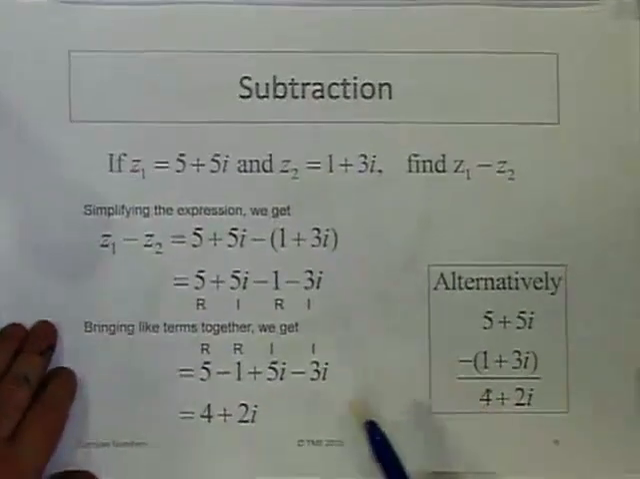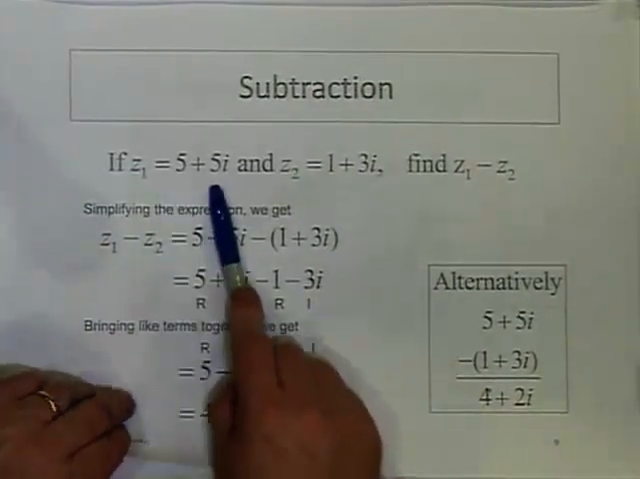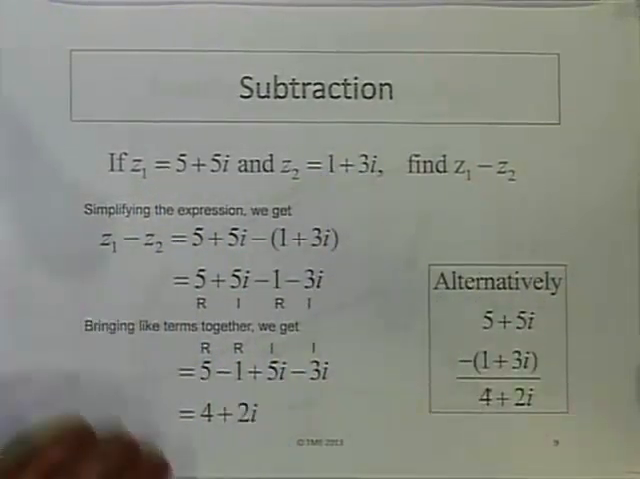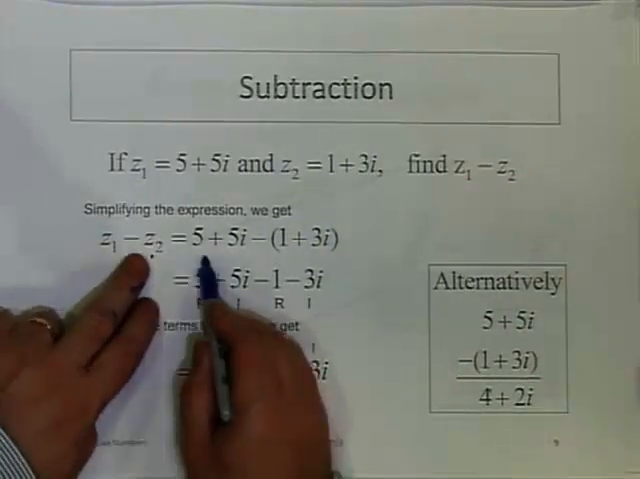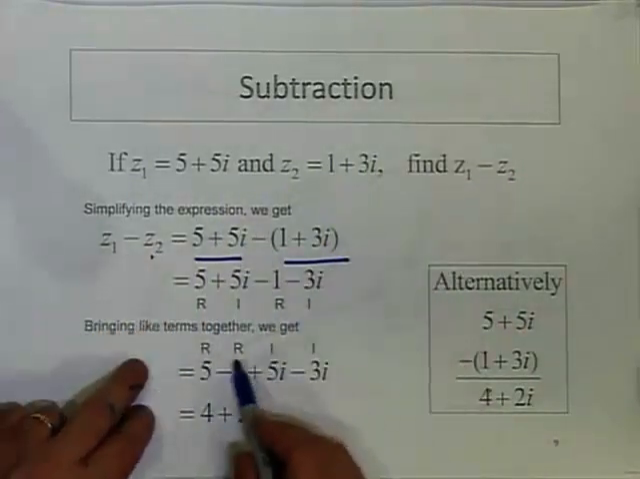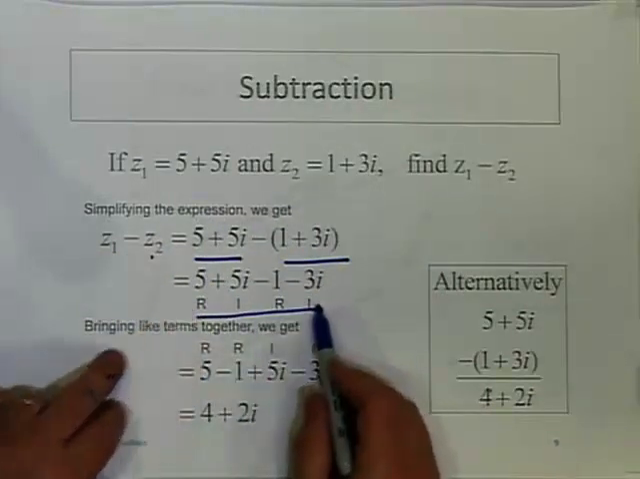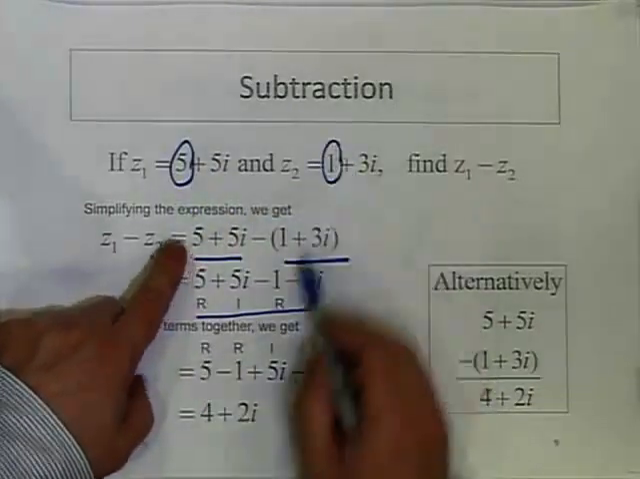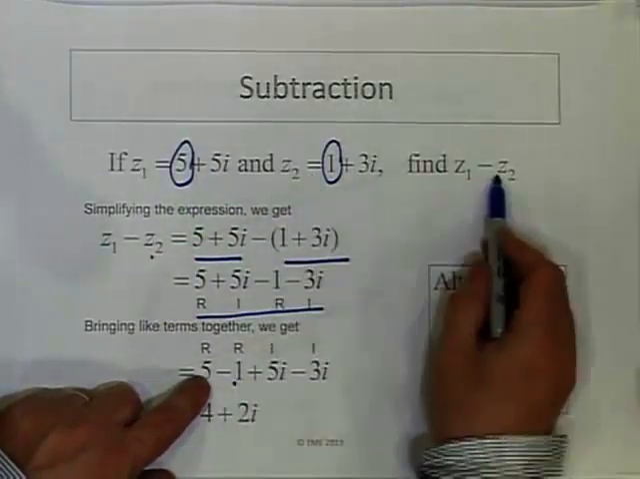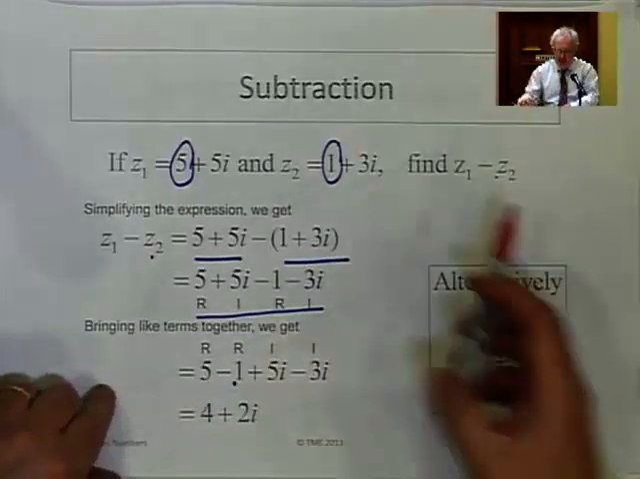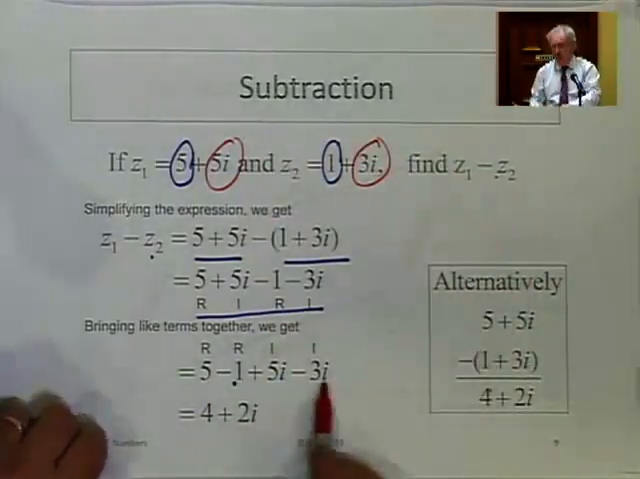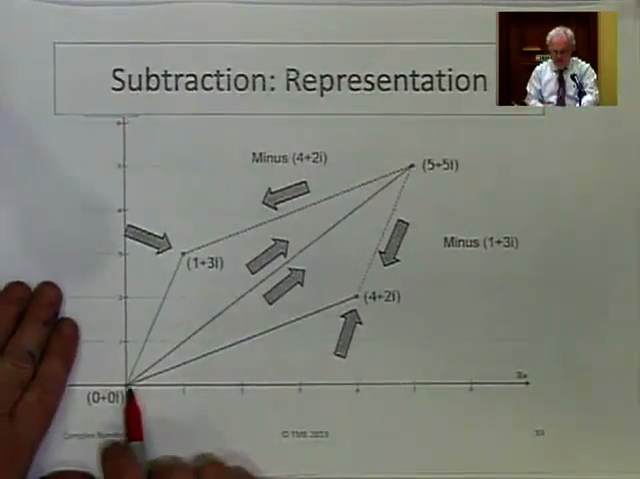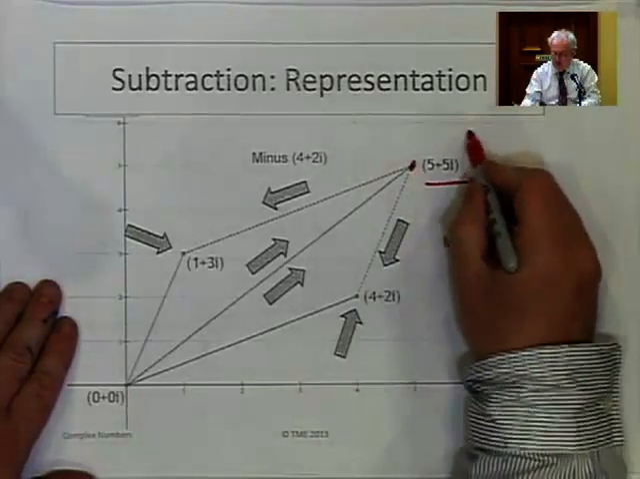Subtraction is the next one then. If Z1 is the complex number 5 plus 5i and Z2 is 1 plus 3i, take one from the other. So again, Z1 minus Z2, I write exactly the same equation out, and I group them into real and imaginaries. Grouping the reals, there's a 5 real there and a 1 real. So 5 minus 1, because I'm taking Z2 from Z1. And on the imaginary, I've got 5, and I've got 3. 5 minus 3.